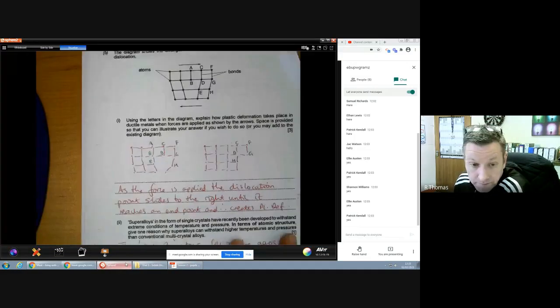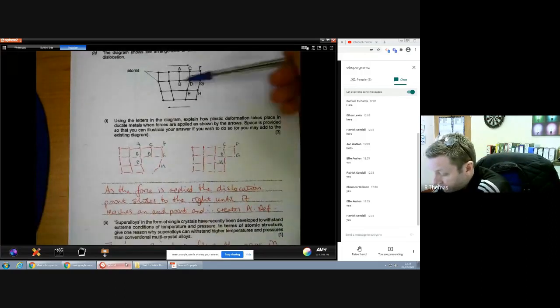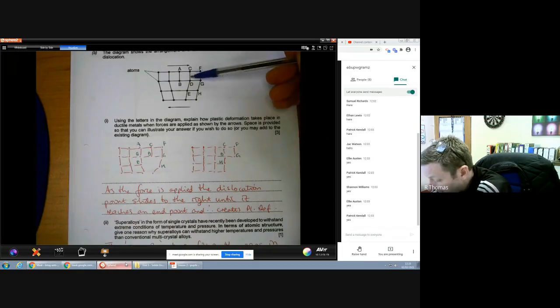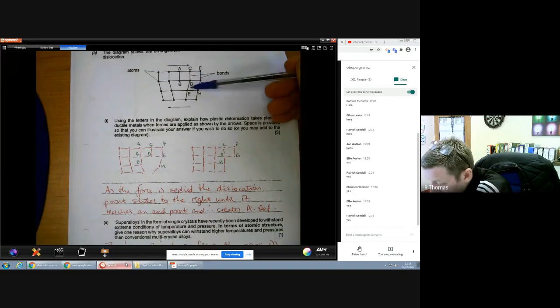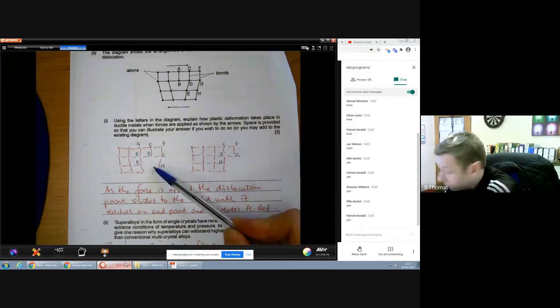So this is what I've got. So here's the initial diagram, okay? This dislocation now has moved over to where C and D are. And these bonds have moved over underneath A and B, hence this diagram here.